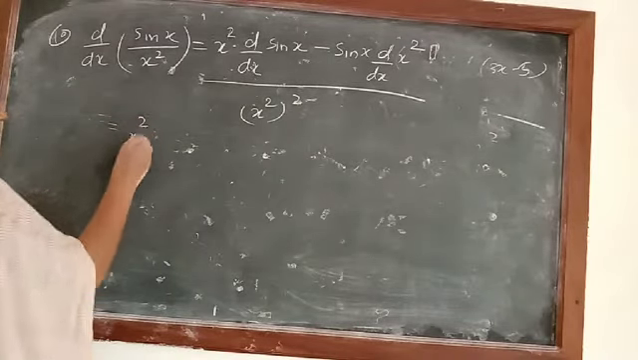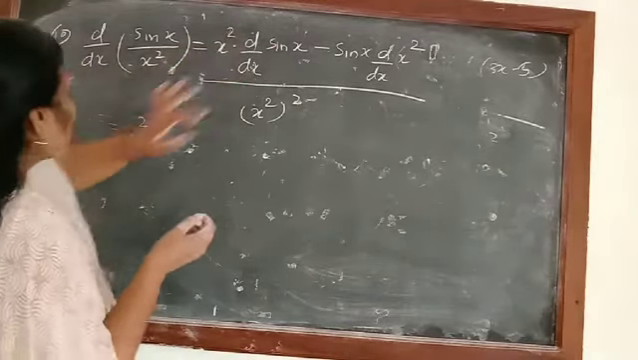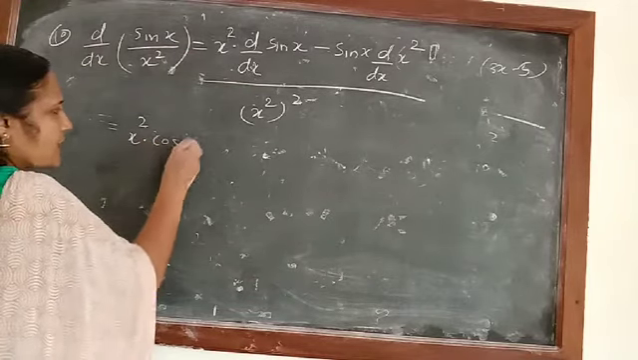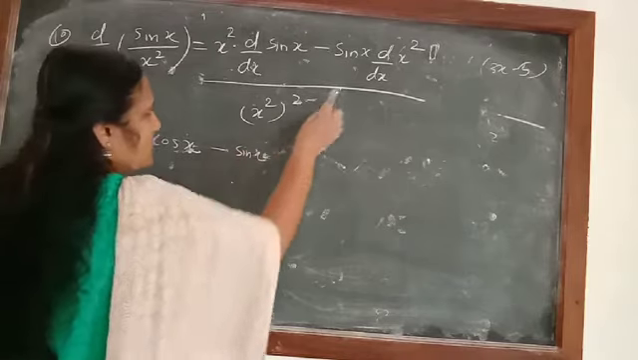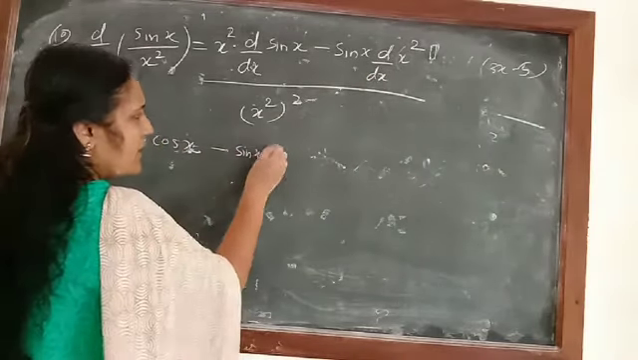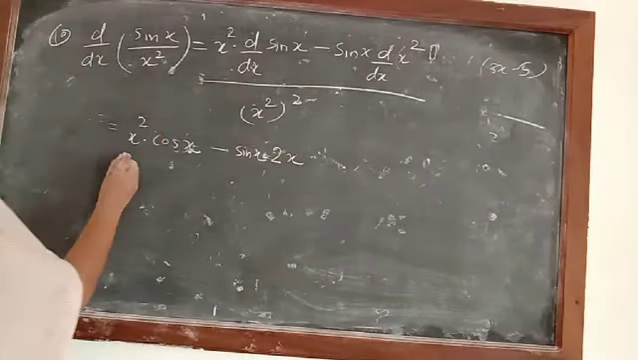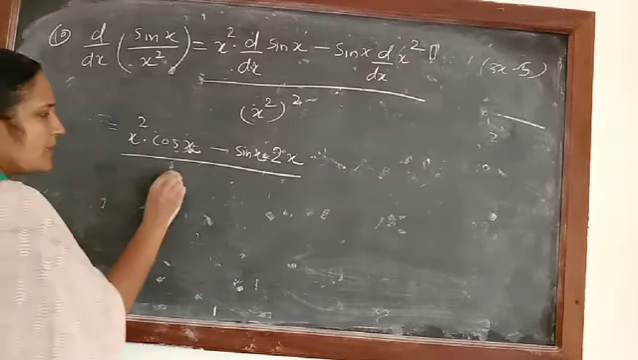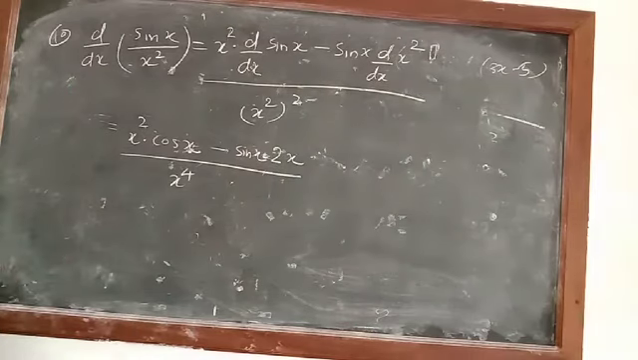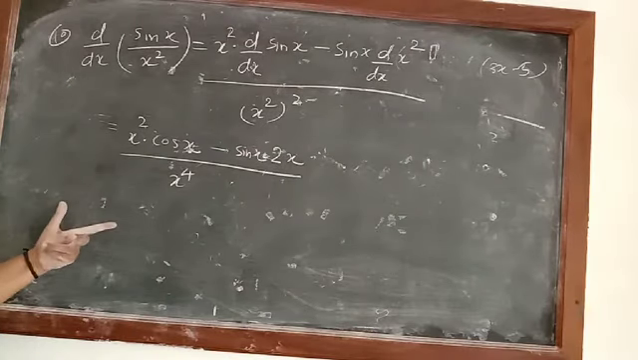So x square into, what is d by dx of sin x? d by dx of sin x is cos x, minus sin x into, what is d by dx of x square? Yes, that is equal to 2x, whole divided by x square the whole square, which will be equal to x raised to 4. This much only you have to do.